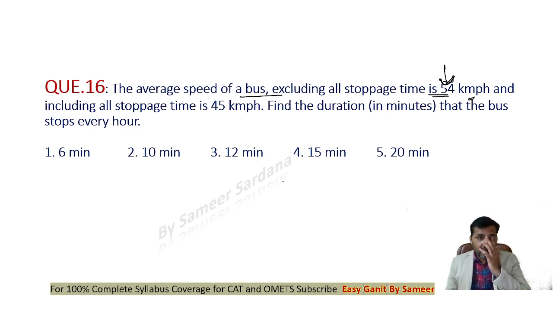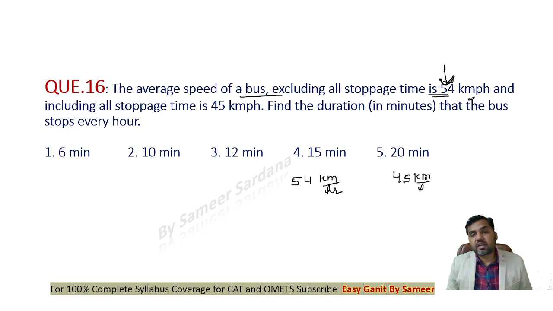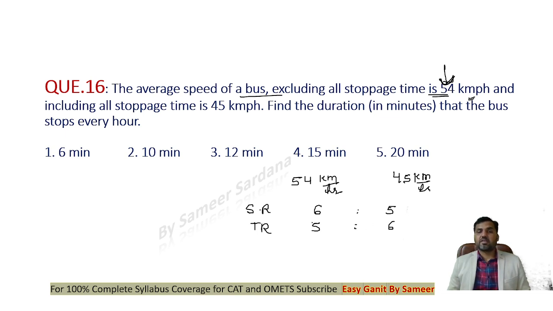It's very, very important. Average speed of a bus, excluding all stoppages, 54 kilometers. So if I exclude all stoppage time, then the average speed comes out to be 54 kilometer per hour. Including all the stoppages, the speed gets reduced to 45 kilometer per hour. So you see that the speed ratio is 6:5. 9 into 6, 9 into 5. So time ratio would be 5:6.